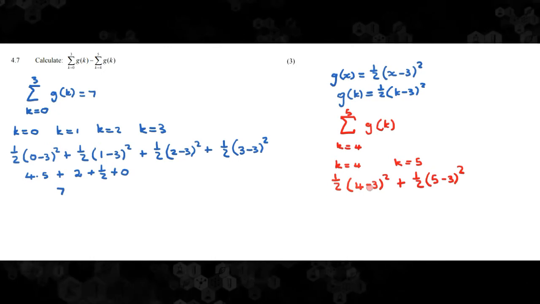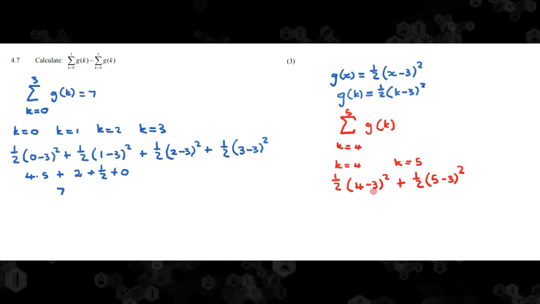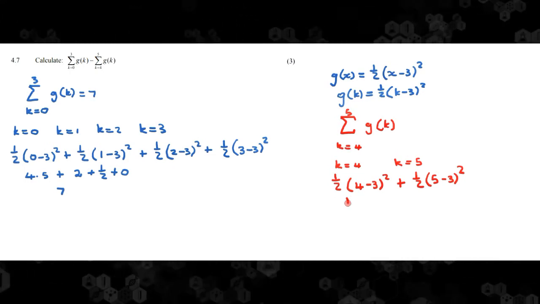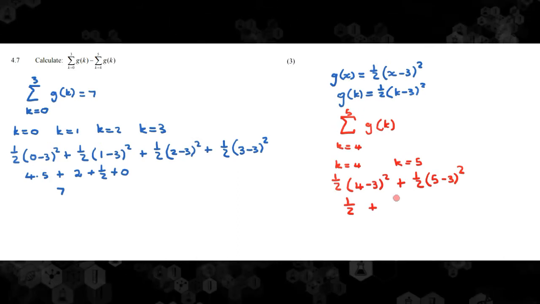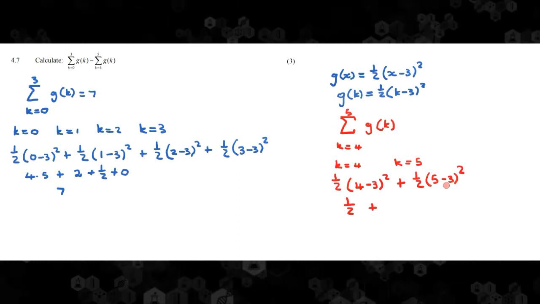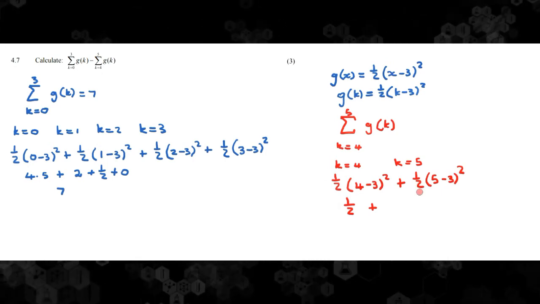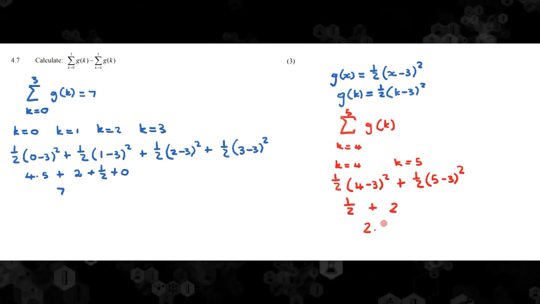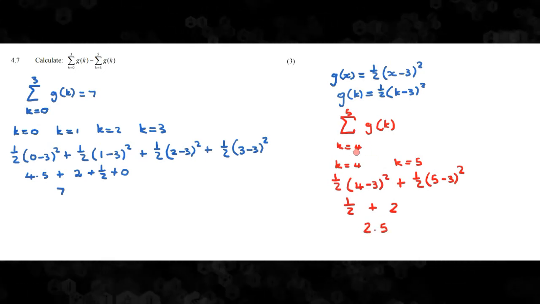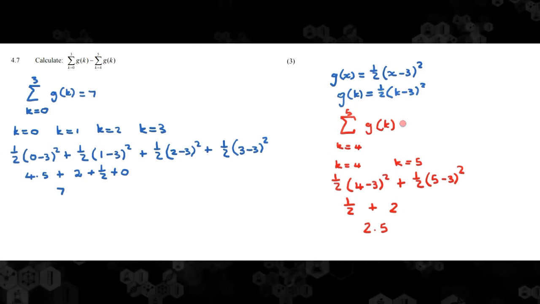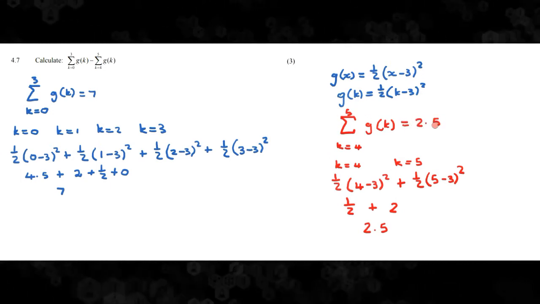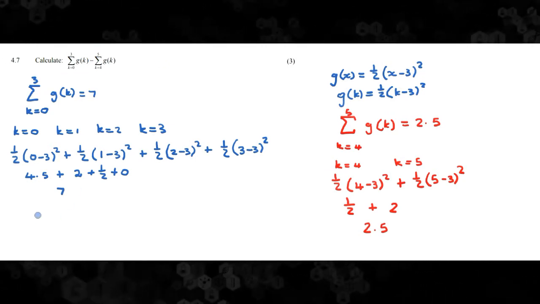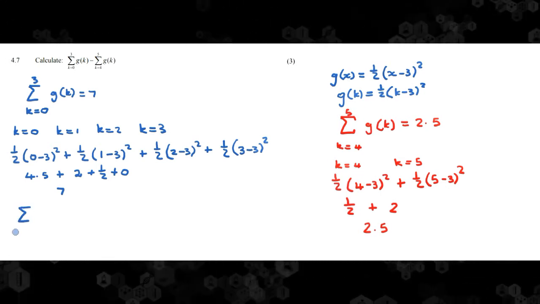Now here we have 4 minus 3. This is 1, 1 squared, we have a positive 1, then 1 times half. Then we have 1 over 2 plus, now 5 minus 3, this is 2. 2 squared, we have 4. 4 times half, we have 2. Now half plus 2, this is 2 comma 5. So the sum from k equals 4 to 5 of g of k is equal to 2 comma 5.